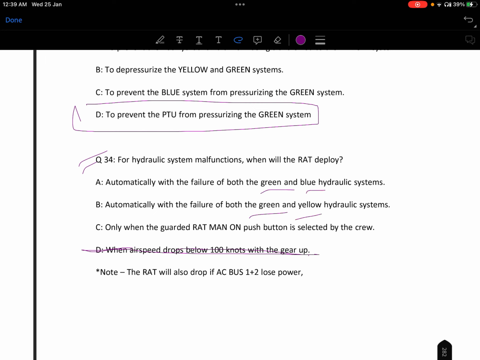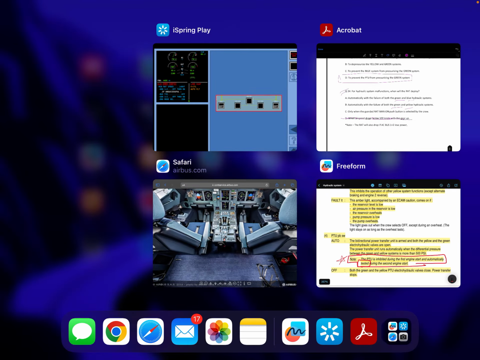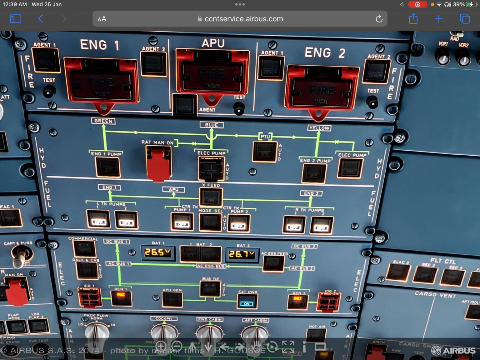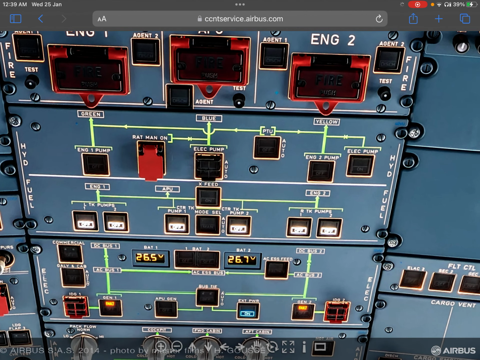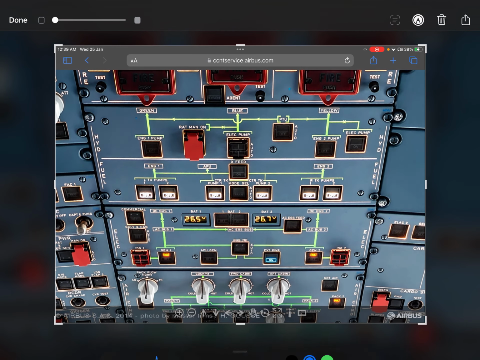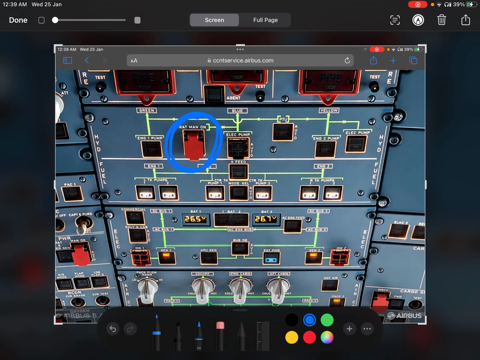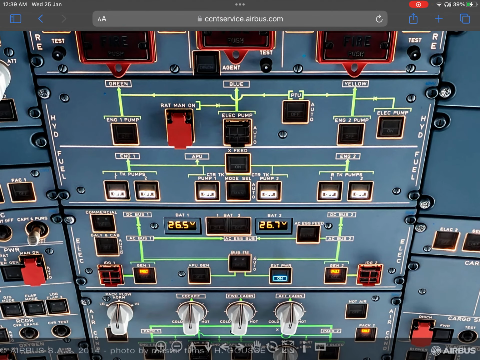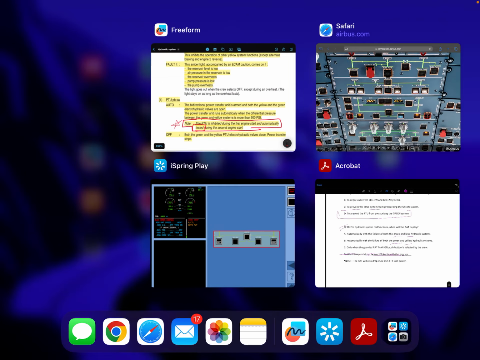Charlie seems correct. When airspeed drops below 100 knots, no, this is wrong. So the logic behind is, a hydraulic system malfunctions. So if any of the systems fails, let's say green, yellow, or blue, RAT will not deploy automatically. Keep it in mind. When will it deploy? It will deploy when you do it manually. From where you will do it manually?